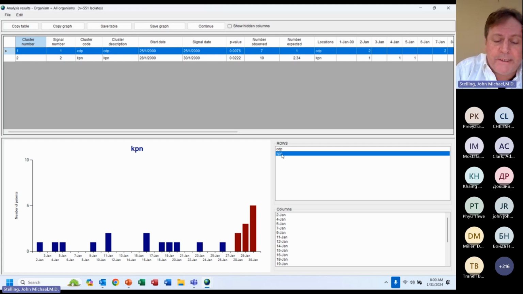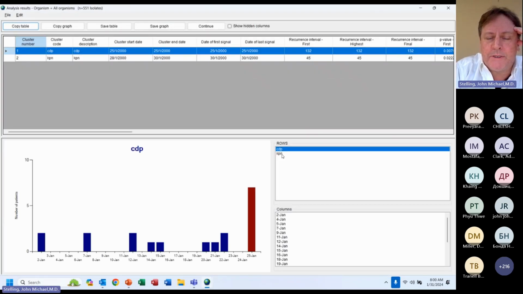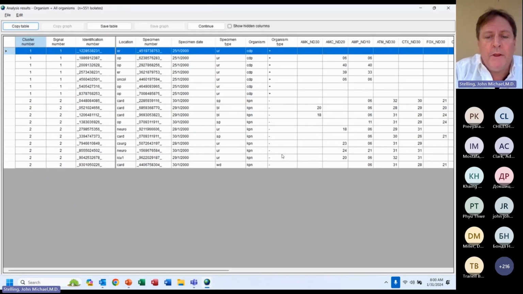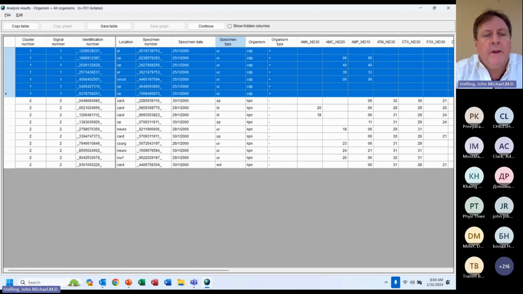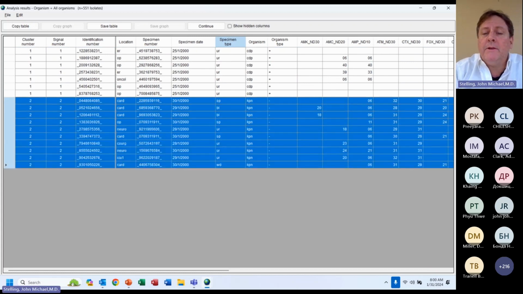There are three parts to the output. This is part one, which is the detailed report. This is part two, which is the summary report. And this is part three, which are the people. So for example, the diphtheroids, these are the 7 people involved in that cluster. Klebsiella pneumonia, these are the 10 people associated with that cluster.